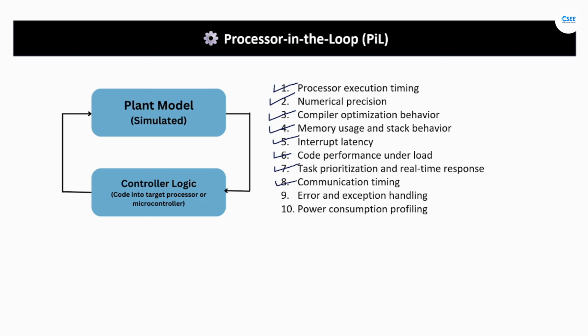Communication timing, validating delays over UART, CAN, or Ethernet interfaces between plant and processor. Error and exception handling, ensuring graceful recovery from unexpected processor or data faults. Power consumption profiling, measuring processor energy usage for low power embedded applications. Each of these gives developers confidence that the embedded code isn't just correct, it's efficient, stable, and hardware ready.